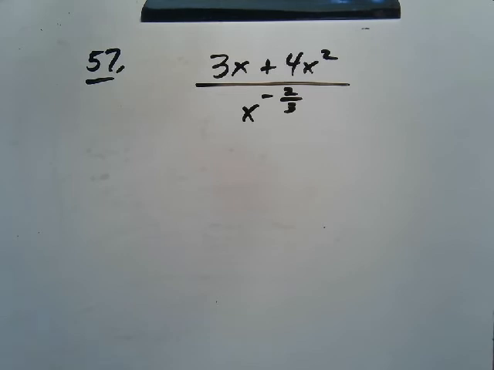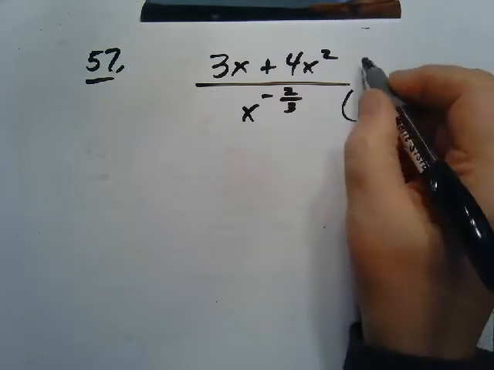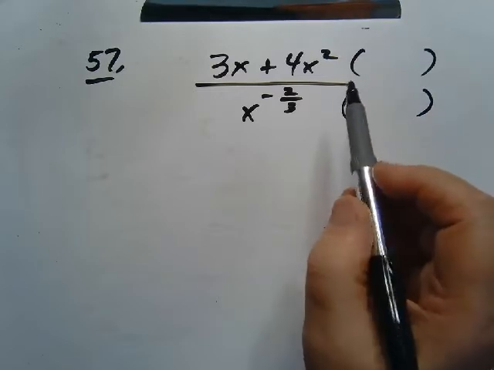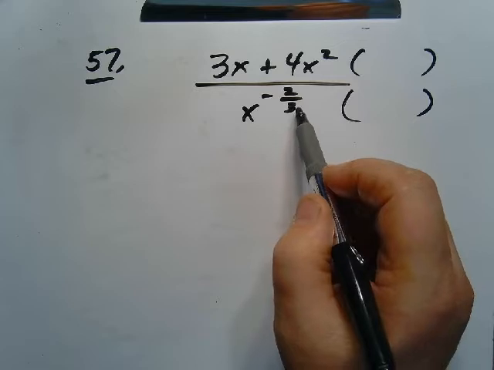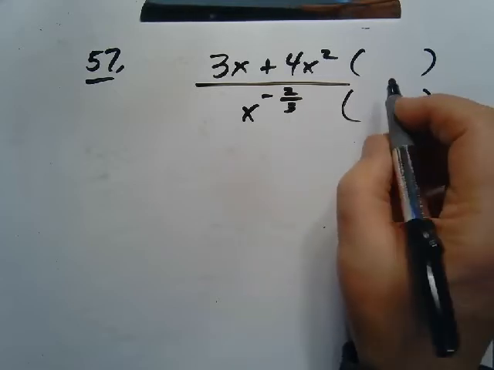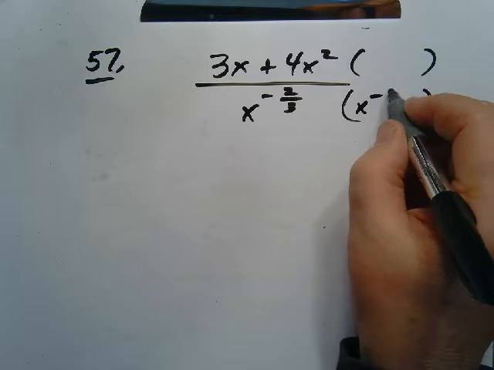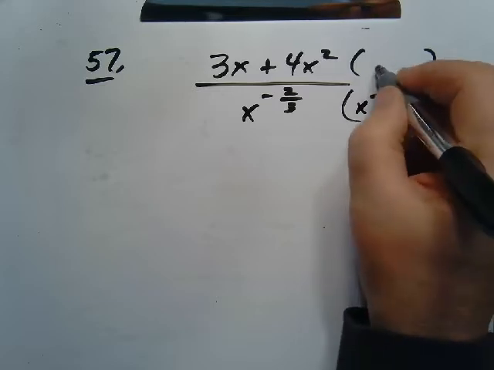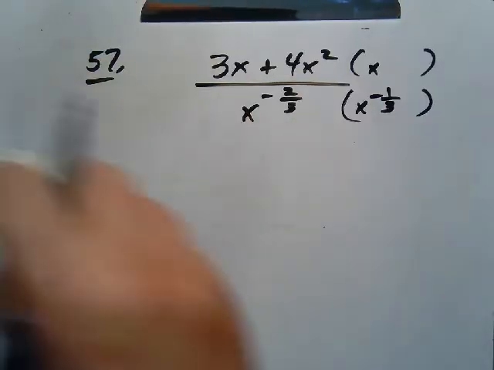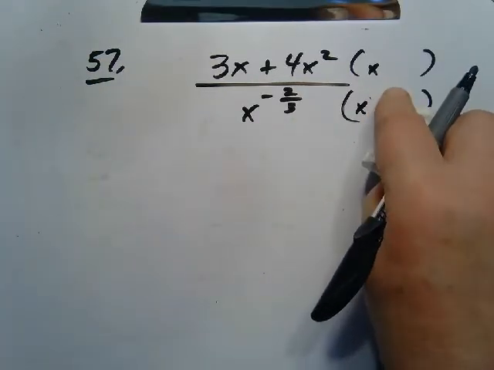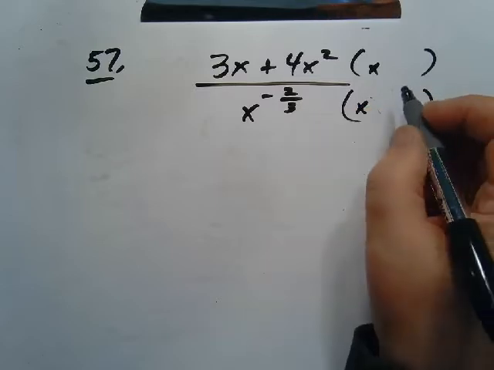All right, let's take a look at this one. This one's not a lot different than the last one, but I'm going to multiply top and bottom by something that will give me a whole number exponent here. Well, if I multiply this by, say, x to the negative 1/3, I could do that. But you know what? I think I'd rather multiply this times something that will give me a positive number in the denominator for an exponent.